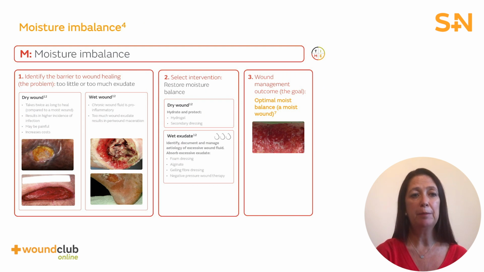The M of time looks at moisture imbalance and achieving the optimum level for a wound. In order to choose the optimum treatment in terms of moisture balance, a comprehensive wound assessment should take place. Deciding how wet a wound is can be challenging at first. Assessment of the exudate is an important part of wound management. The type, amount and viscosity of the exudate should be recorded and dressings selected based on the exudate's characteristics.